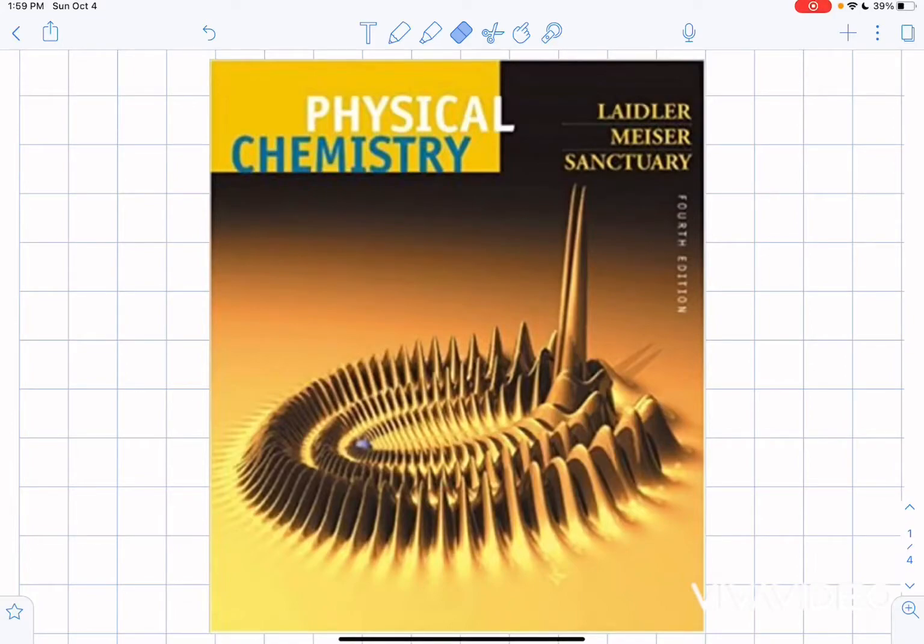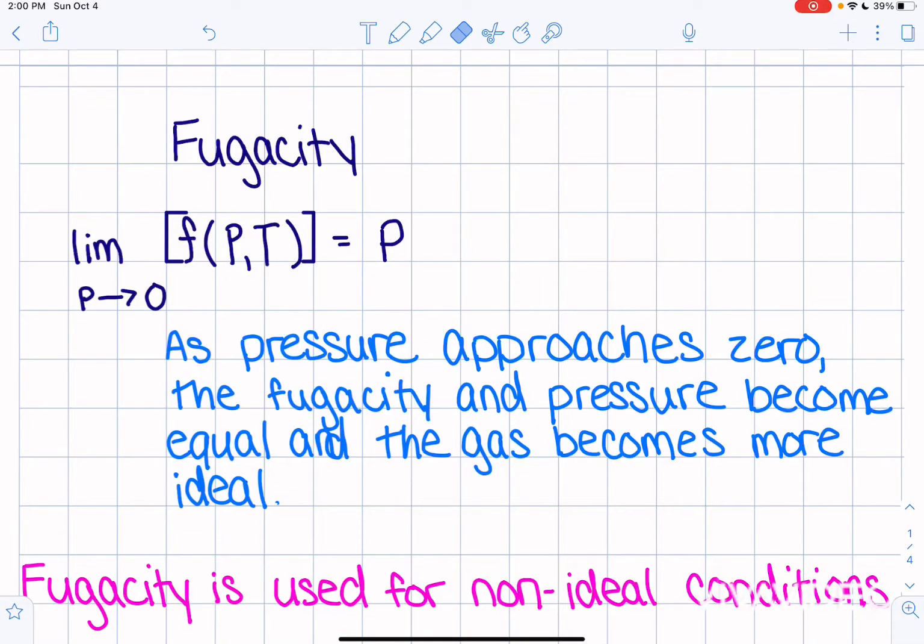In this video, I am going to discuss how to solve question 3.45 from this book, Physical Chemistry by Laidler, Meiser, and Sanctuary, the 4th edition. First, I would like to discuss a concept known as fugacity. Fugacity is used for non-ideal conditions. As the pressure approaches zero, the fugacity and the pressure become more equal and the gas becomes more ideal.